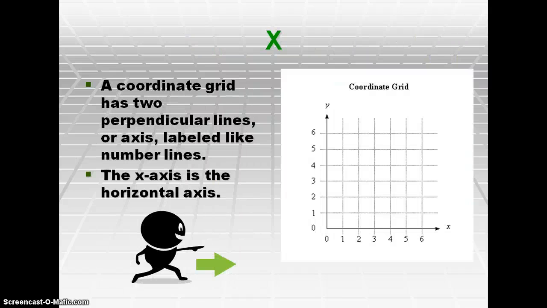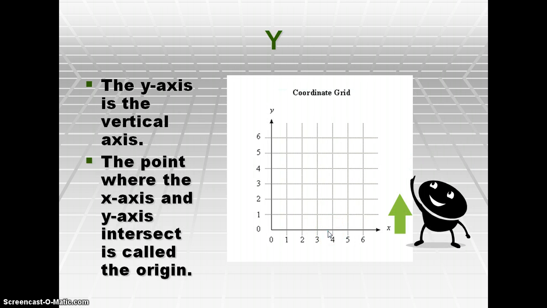We'll start with X. A coordinate grid has two perpendicular lines or axes labeled like number lines. The x-axis is located on the horizontal axis. This right here is the horizontal axis, or the x-line. The y-axis, shown here, is the vertical line on a coordinate grid. The point where the x-axis intersects the y-axis is called the origin.